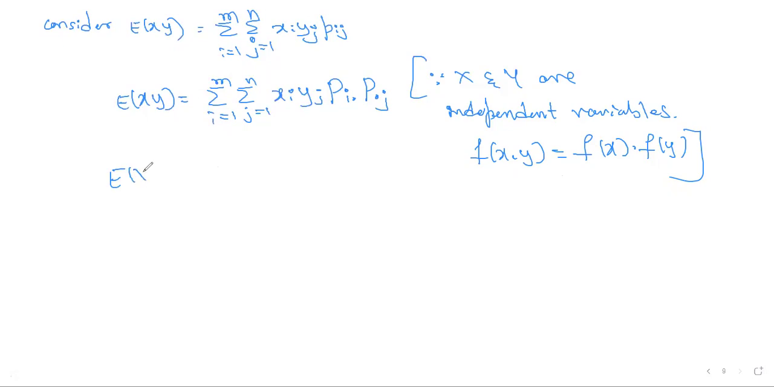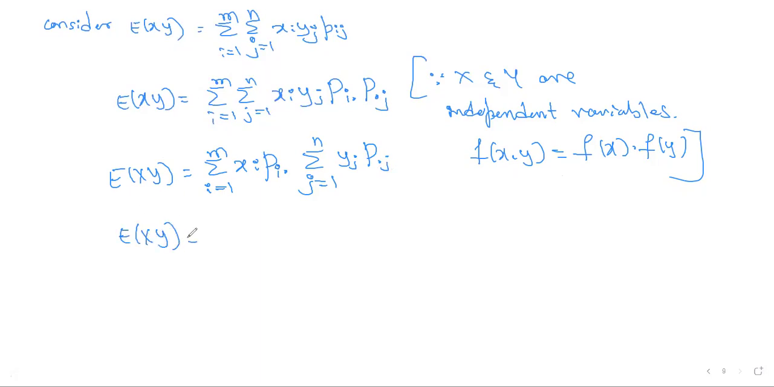Now the expected value of xy is equal to the summation i running from 1 to m of xi Pi dot, into the summation j running from 1 to n of yj P dot j. So this entire thing is the expected value of x, and this entire thing is the expected value of y. So this is what was to be proved.